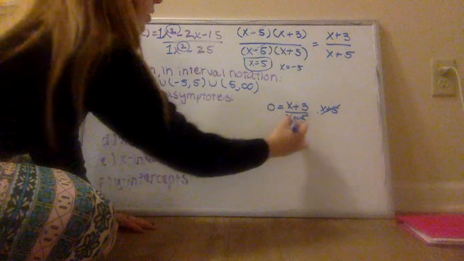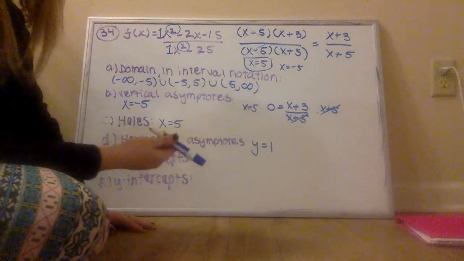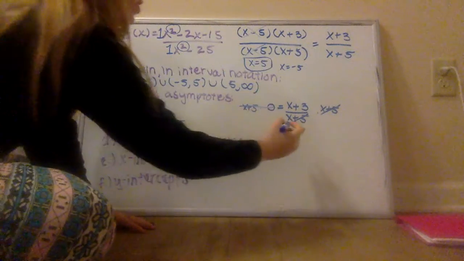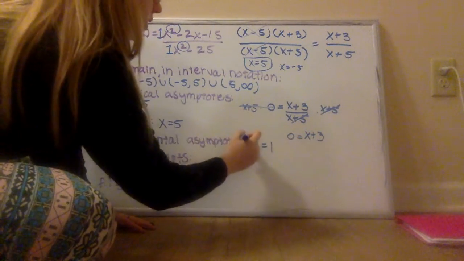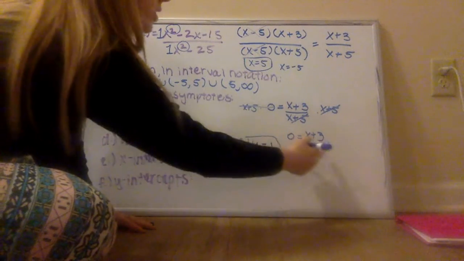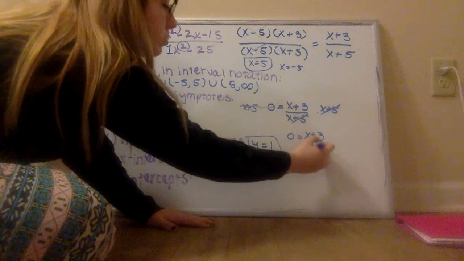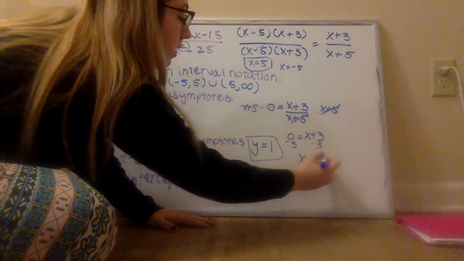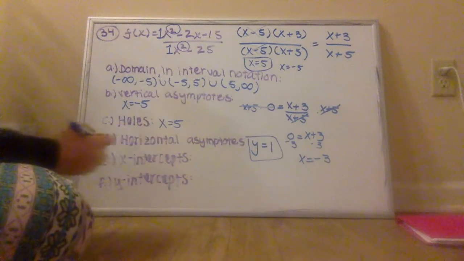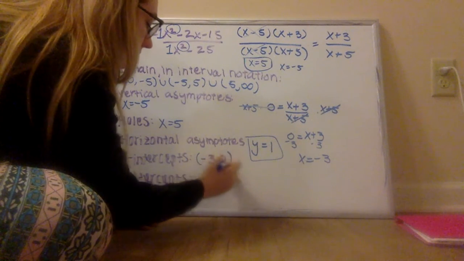So that cancels over here. And if we multiply by x plus 5 on this side, anything times 0 is just 0. So then we're left with 0 is equal to x plus 3. And then when we solve for x, we subtract 3, so we have x is equal to negative 3. So for our x-intercept, we have negative 3, 0.